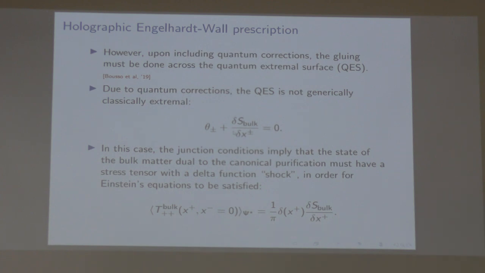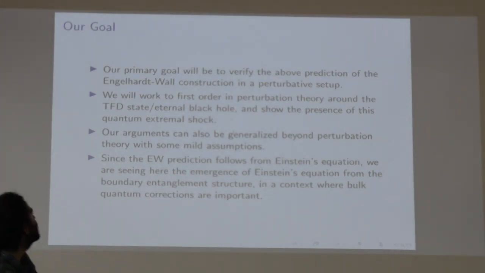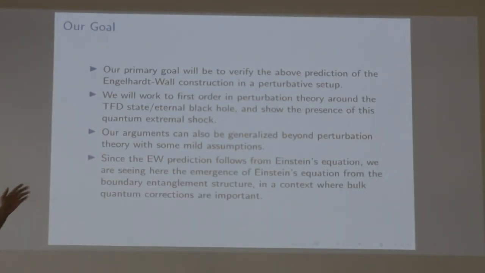So to reiterate, this is a constraint on the state of the bulk matter in the bulk dual to the canonical purification, that is just enforced upon you by general relativity. Okay. And so the purpose of this talk will be to try and verify this prediction of the Engelhardt-Wall prescription, namely to see that if you try and compute the stress tensor of the bulk matter in the state that's dual to the canonical purification, does it or does it not have this shock at the location of the quantum extremal surface?